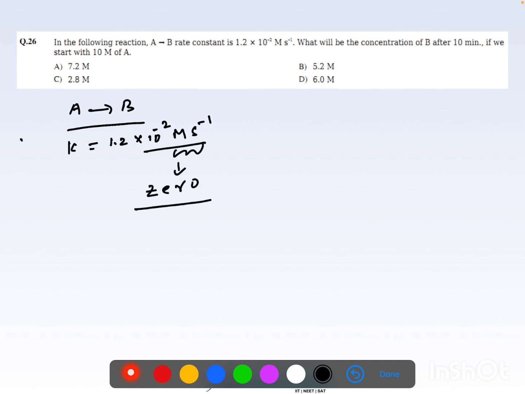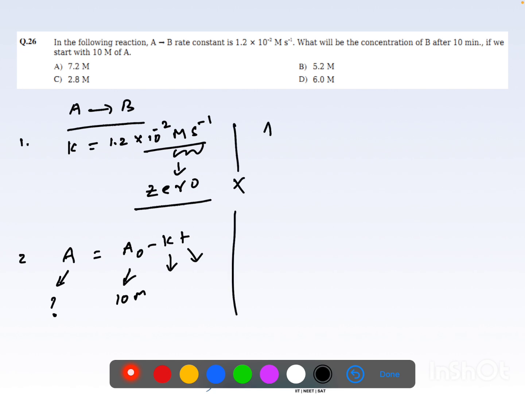For a zero order reaction, the initial concentration and final concentration are related as A is equal to A naught minus KT. So in this question they are asking the final concentration when the initial concentration is 10 molar and the K value is also given, the time is also mentioned.